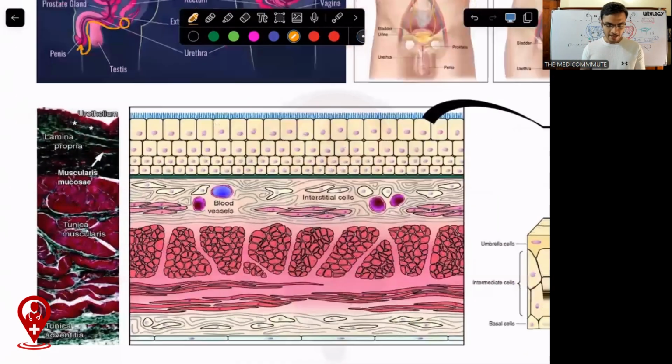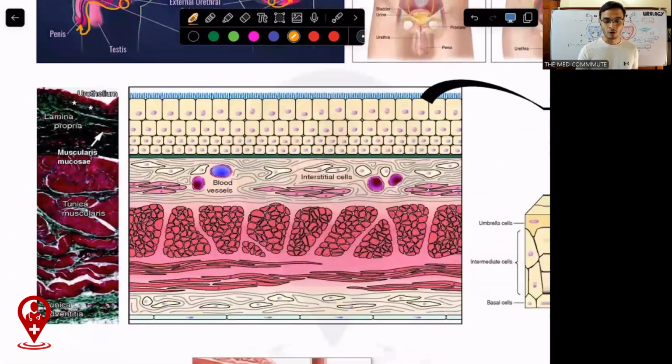Now here, I have put an image of what we call the urothelium. What is this urothelium, guys?